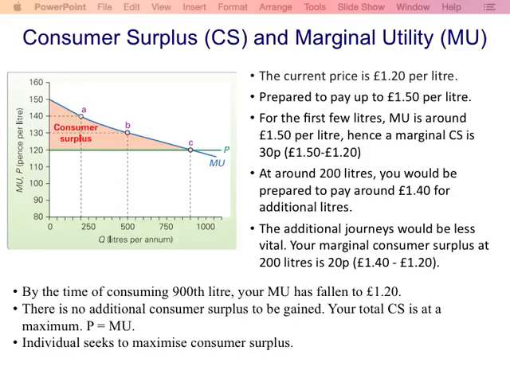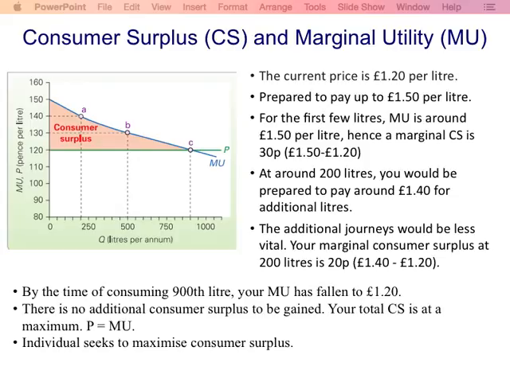So look at the graph here. The vertical axis measures the marginal utility and the price of petrol, and the horizontal axis shows annual quantities of petrol in liters. The price at the moment in the market is 120, and we are prepared to pay 150. So for the first few units of petrol, you are happy to pay 150 per liter.